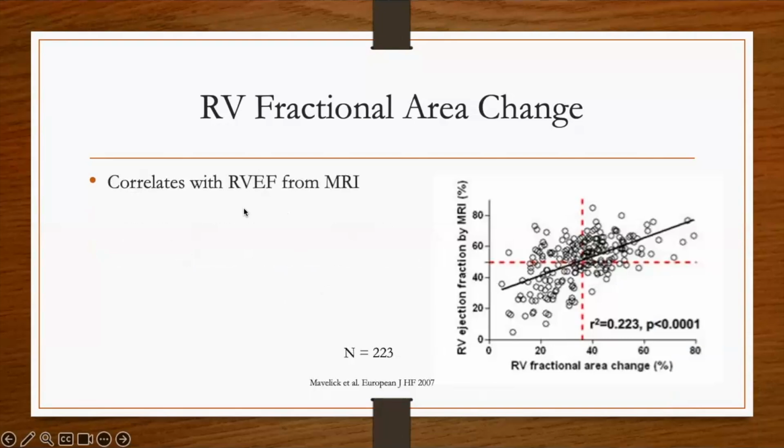The RV fractional area change, in a study that looked at correlating this with RV ejection fraction from MRI, did show again significant correlation. Although the study only had 220 patients, and there seems to be quite a bit of scatter, you can see that imagining the RV fractional area change on this axis here, with a cutoff of around 45 being normal, would correspond to most of these patients here with higher RV ejection fraction from MRI, and vice versa in this other quadrant with both values being lower.